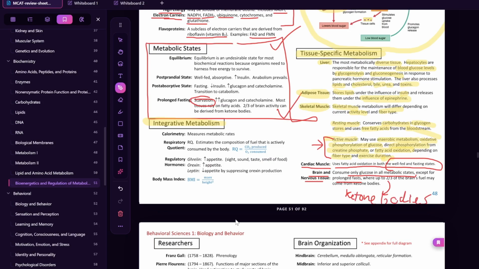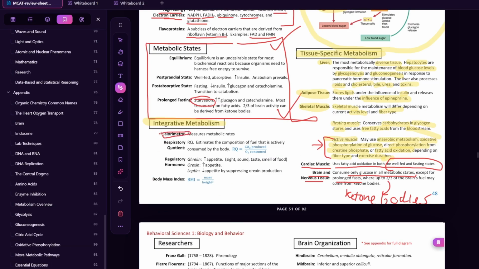And then last but not least, we have integrative metabolism, which is talking about our metabolic rates. So let's go over calorimetry, which measures metabolic rates. You can literally measure the heat a person gives off. And respiratory quotient, RQ, estimates the composition of fuel that is actively consumed by the body. This is a formula: CO2 produced over O2 consumed. So you can't see what someone is burning, but you can measure what goes in and what comes out. And this is the logic. The whole logic is how oxygenated the fuel molecule already is.